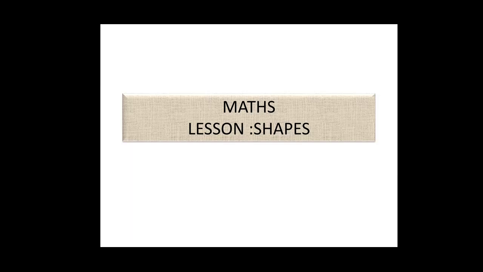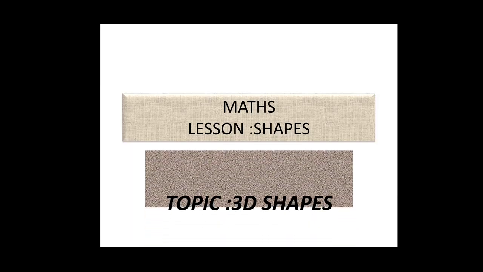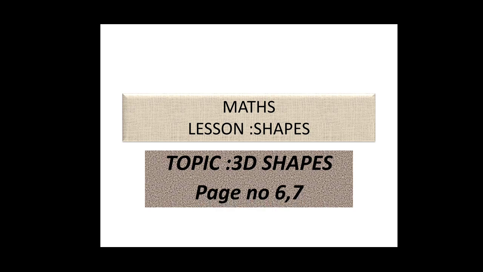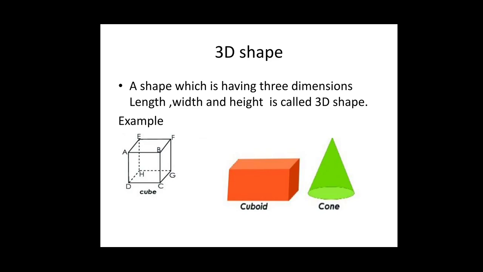Students, today we will discuss the topic 3D shapes, given in the lesson named Shapes, page numbers 6 and 7, in the higher order thinking skill section. So students, we have already learned about 1D and 2D shapes. Now we are going to study and learn about 3-dimensional shapes. What is a 3D shape? A shape which has 3 dimensions, length, width and height, is called a 3D shape.